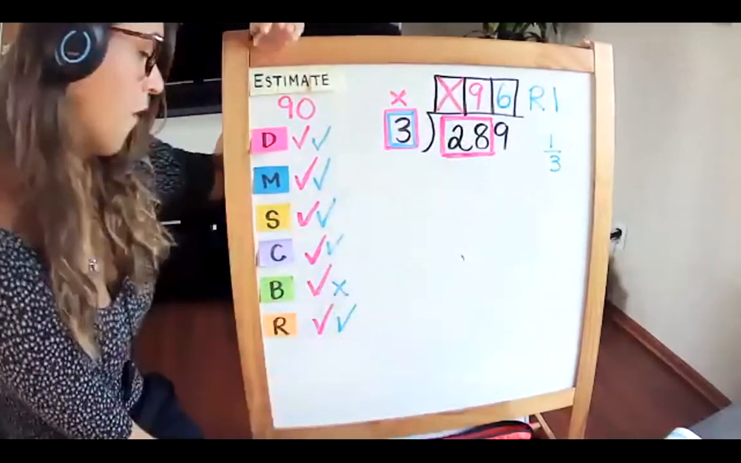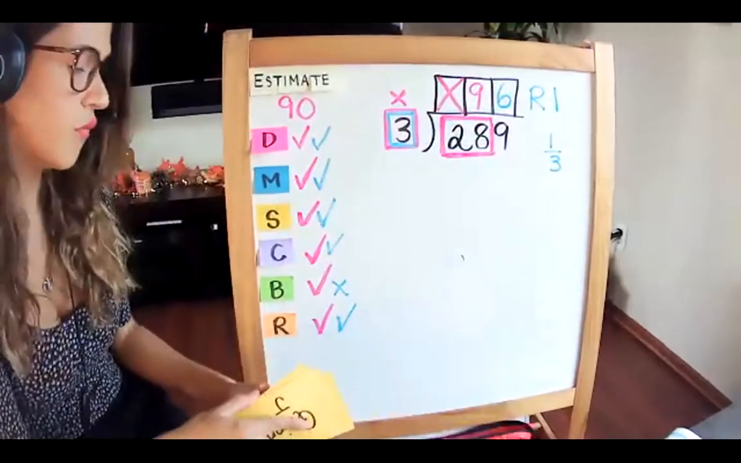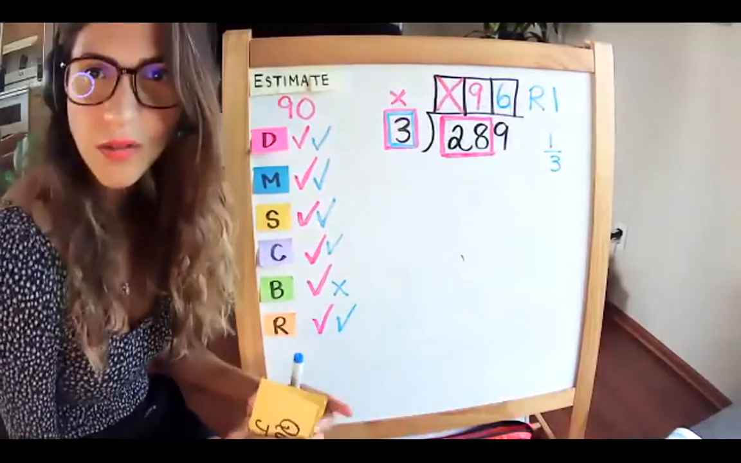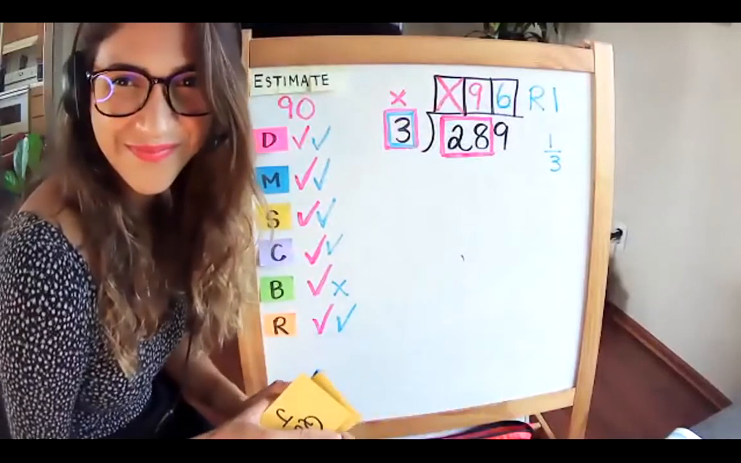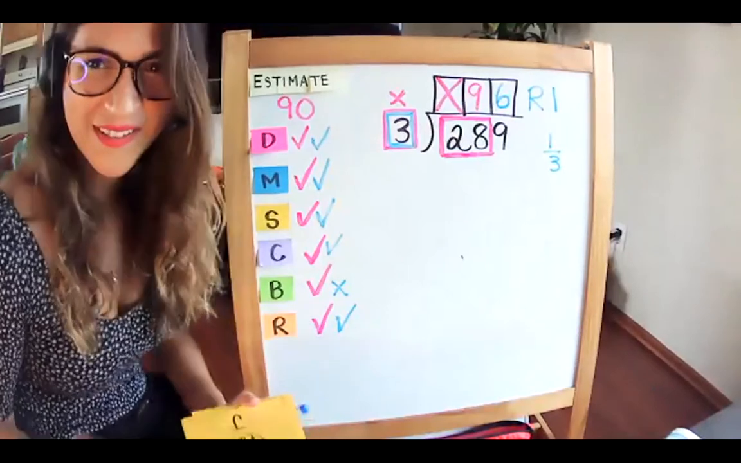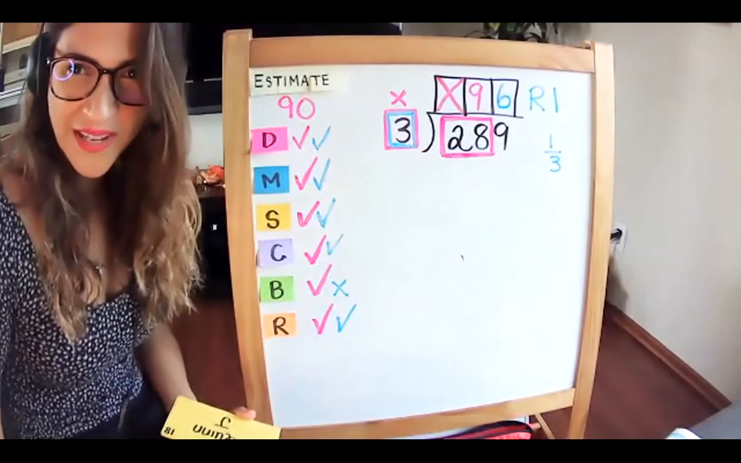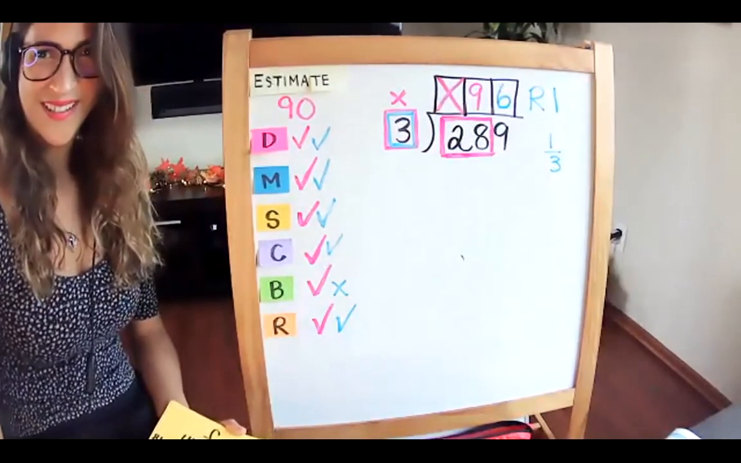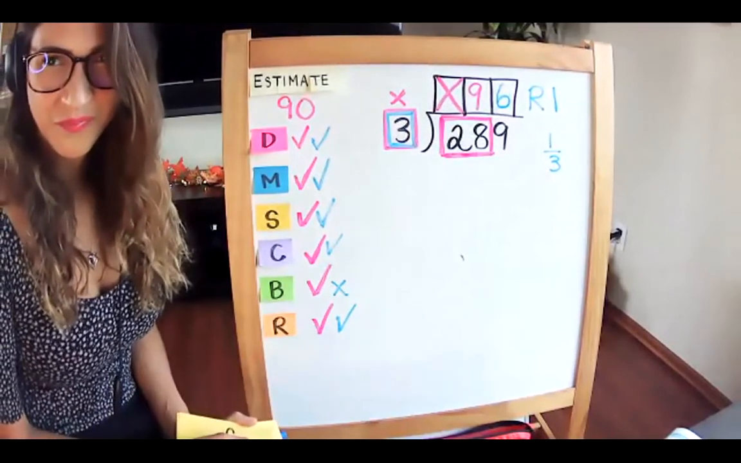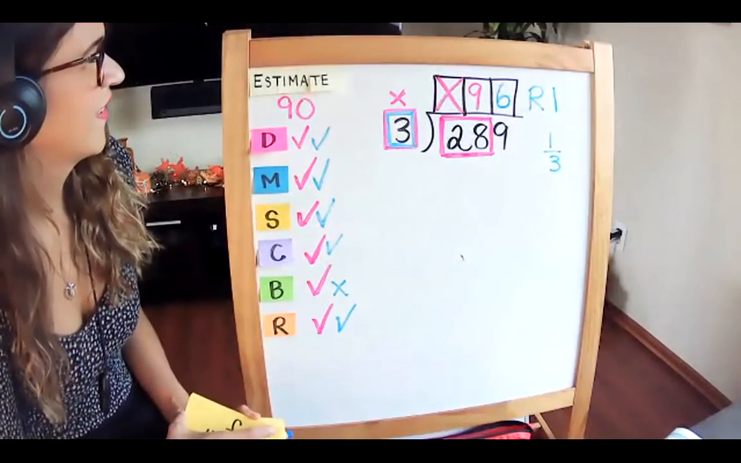Here we go. Our final check, the first thing we look at is our estimate and determine, is our answer reasonable? Fiona, is our answer reasonable? Yes, it is reasonable because it's still in the 90s place, and it's only 6 away. As long as it's not 10 away, it should be fine.